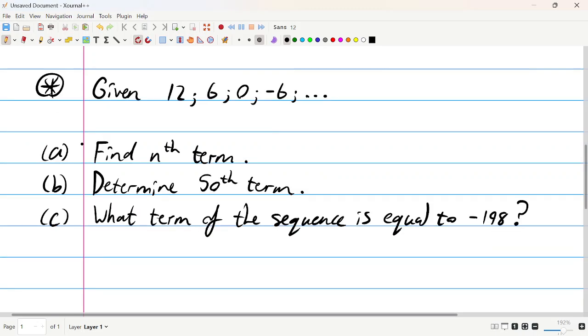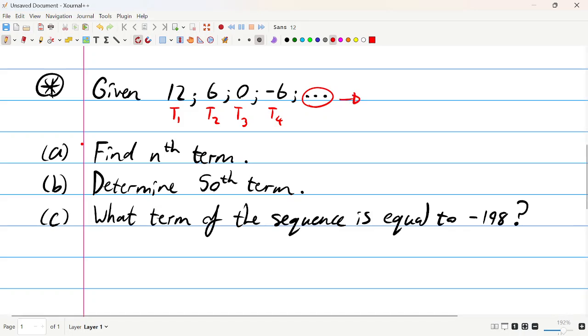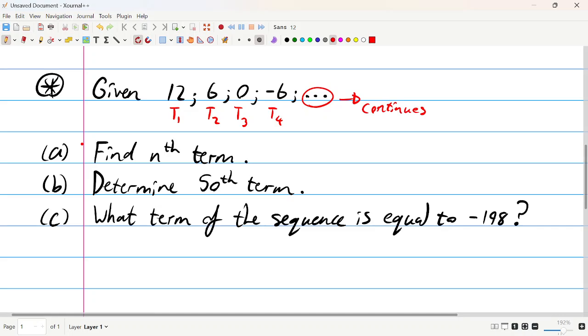Righty. So here we go. We are given a sequence. We are told that we have first 12, then 6, then 0, then negative 6. Now what are we going to do from here? Notice that the first term, term 1, is 12, term 2 is 6, term 3 is 0, and term 4 is negative 6. And it continues on and on and on.